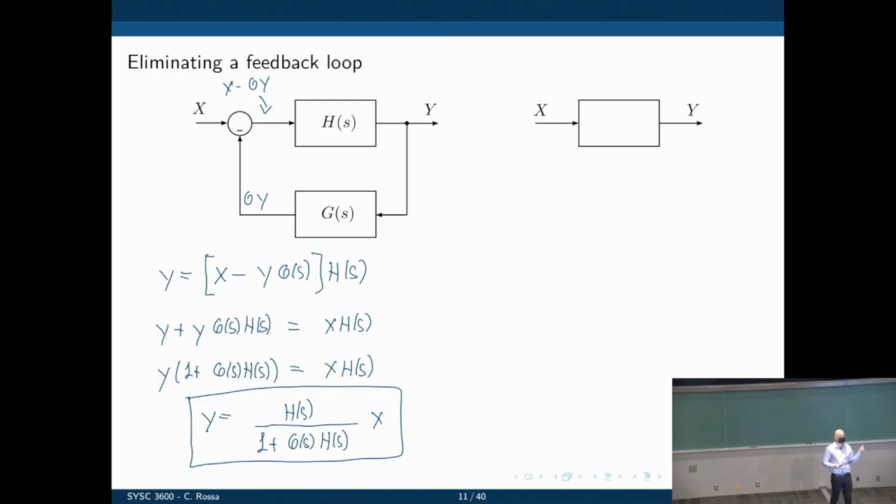In our previous example, g of s was 1, and you had h of s divided by 1 plus h of s. Now g of s is not 1, so it's in the way, and you have that showing up in the multiplication. So we can simplify this block diagram as h of s divided by 1 plus h of s g of s.